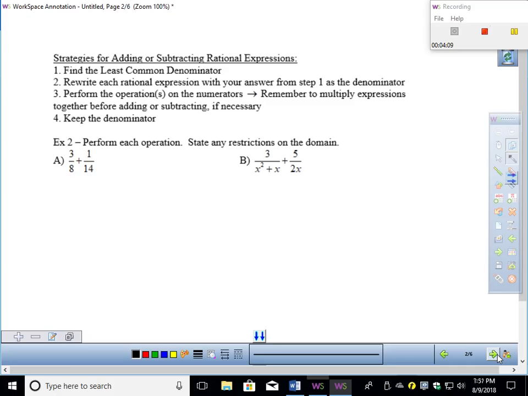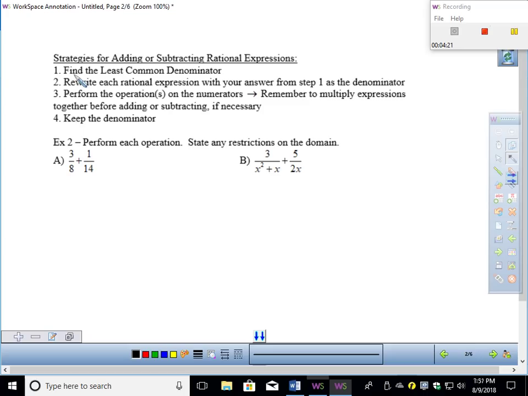So as always, I like to just give you a little reference to come back to. So you can always look at the notes worksheet and see, oh, I'm not sure how to add and subtract. Oh, well, Mr. Meyer put some strategies there for me to take a look at. So I'll do a quick read through, and then we'll go through example 2. So strategy number 1, find the least common denominator. Absolutely, that's what we did in example 1, and we'll continue to do that.